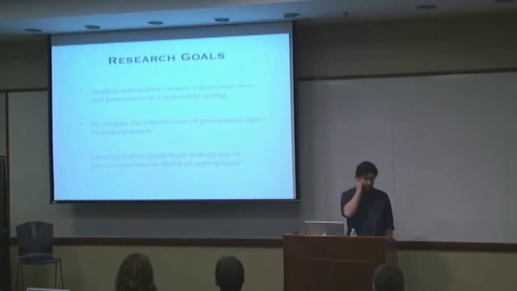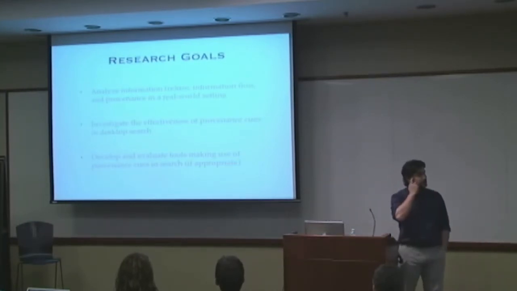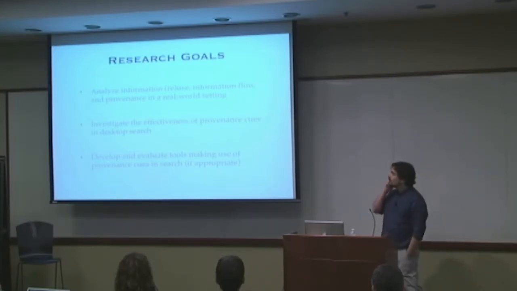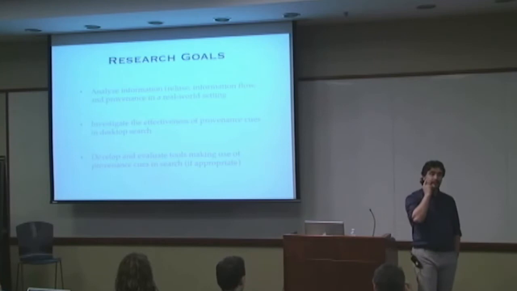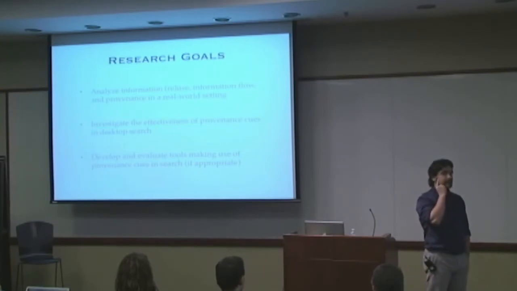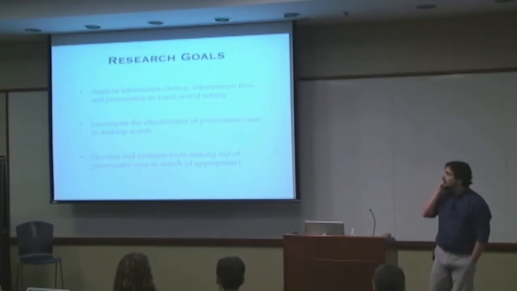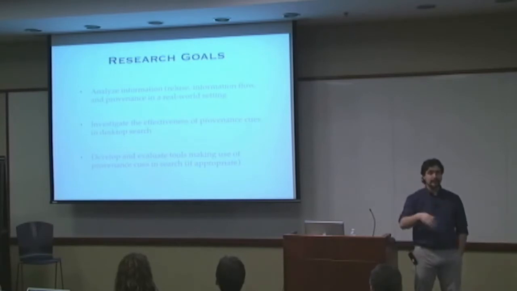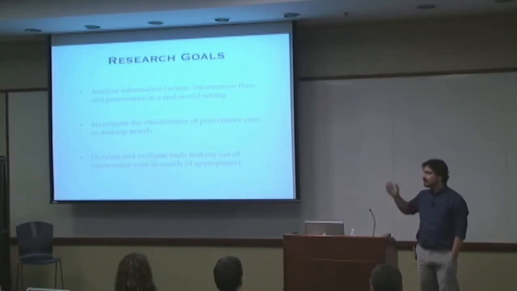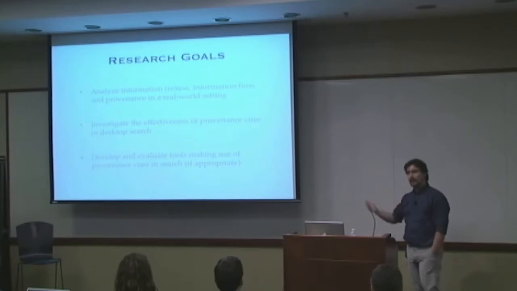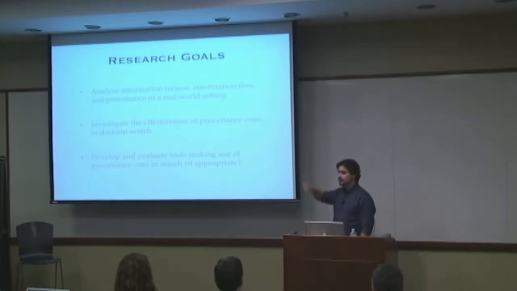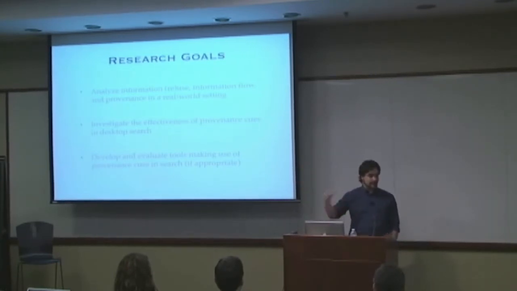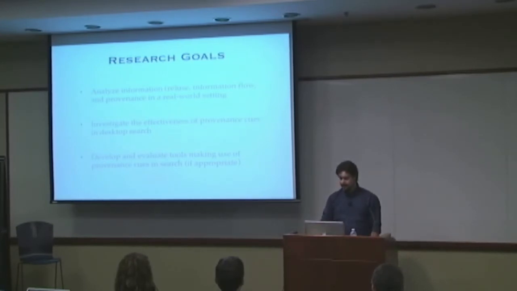So we set up with a fairly ambitious research goal a long time ago. This has been a very long project. We wanted to study how, especially knowledge workers, use and reuse information in the real world. We wanted to see whether provenance cues could be effective in search environments. And then we wanted to develop tools that would leverage provenance if it turned out that this was actually useful and common enough and all that kind of stuff.